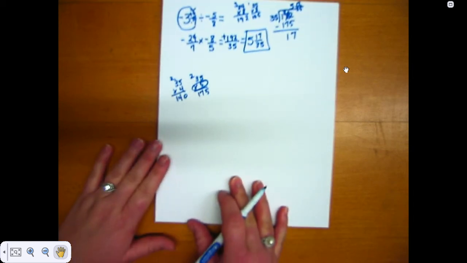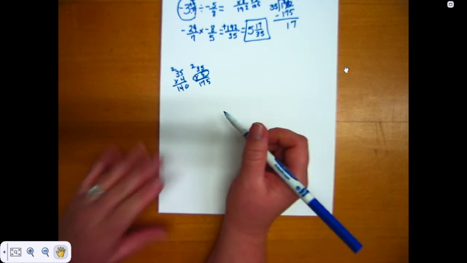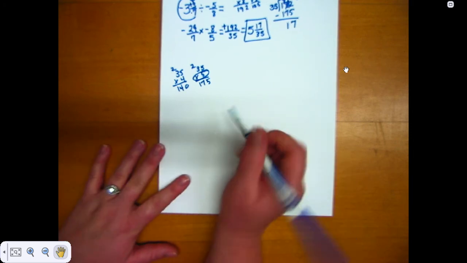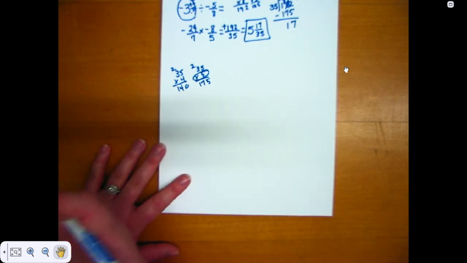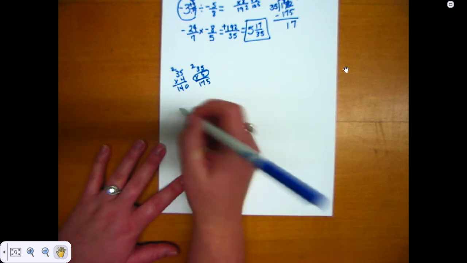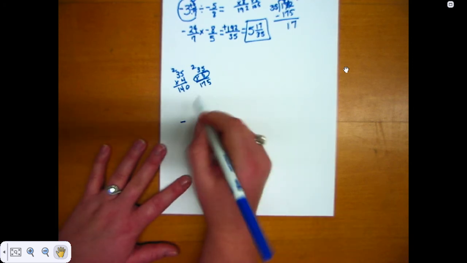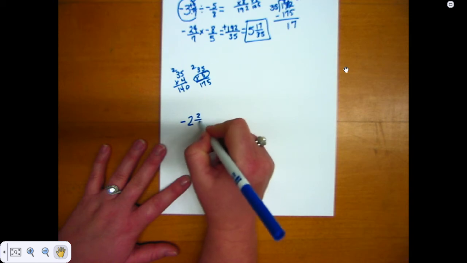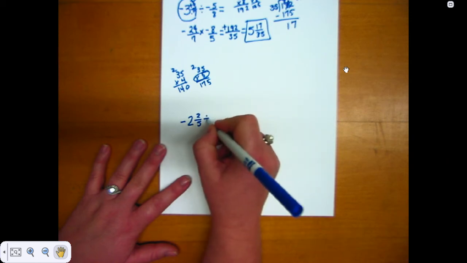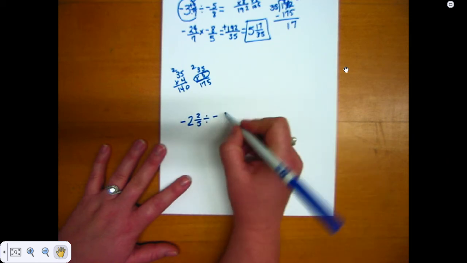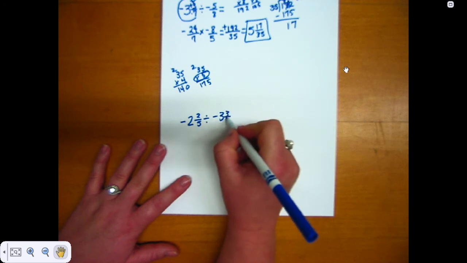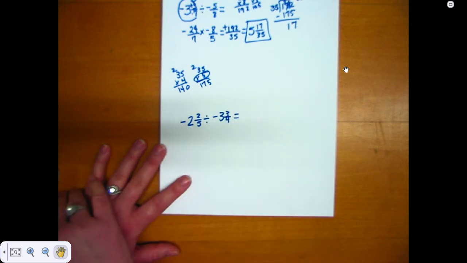Okay, let's move on down here. This time let's do one with two mixed numbers, which means we're just going to have to convert two fractions to two improper fractions. So let's do negative 2 2/5 divided by negative 3 3/4. Go ahead and pause the video. Make sure you do around the world first and then try to divide those fractions.